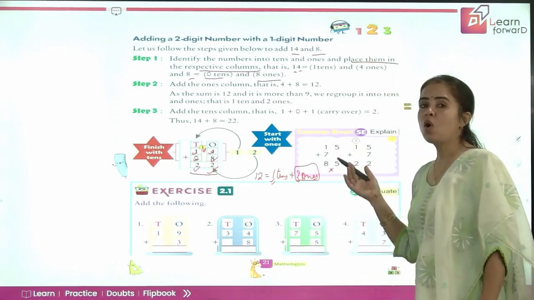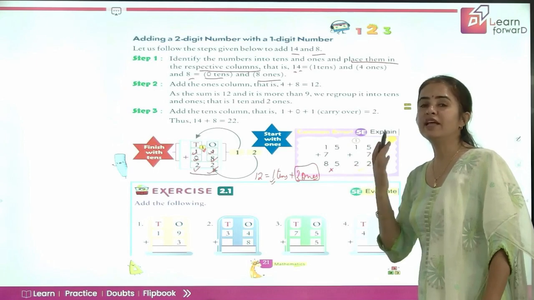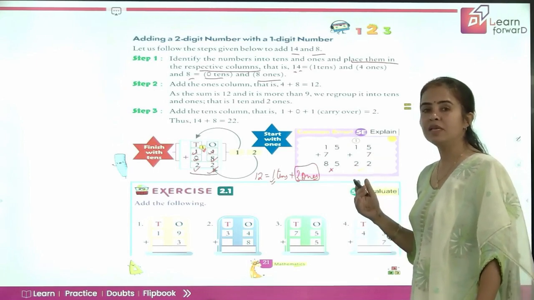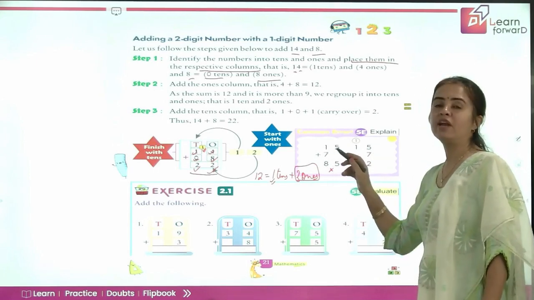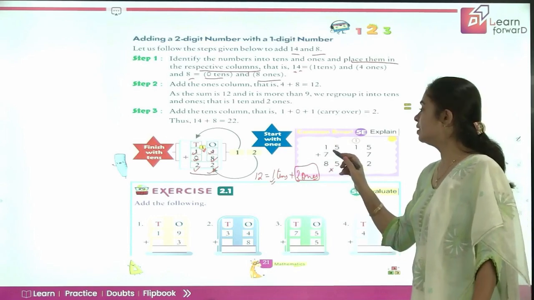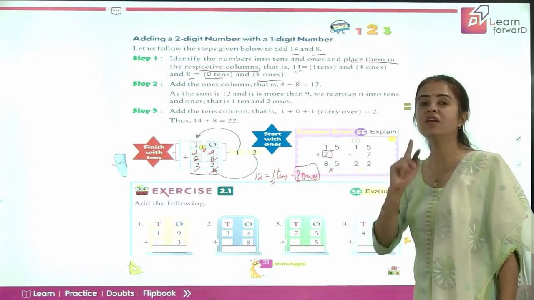Now, there is a common error that we make. So, we'll ensure that we write the digits properly under their columns. If you have to add 15 and 7, remember 7 means only 7 ones.